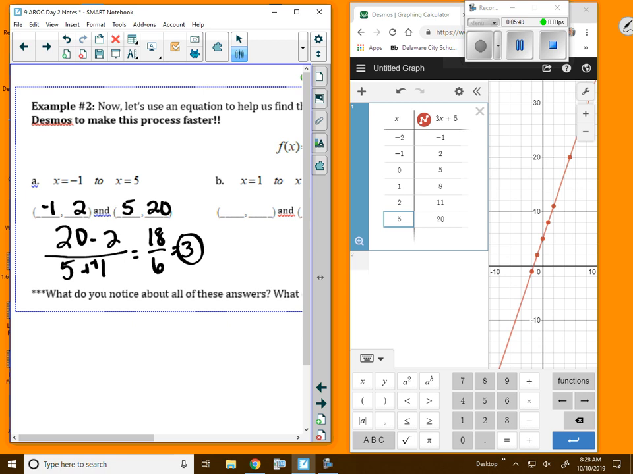Do you agree with my slope in part A? Yes. We should be getting 3. So if we get 3 for the next 2 examples, what does that tell us about this? It's linear. So let's see if that happens.